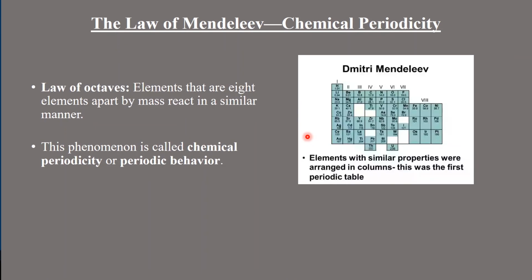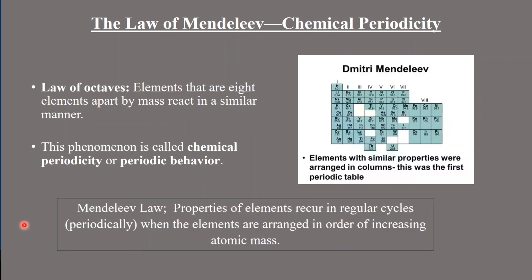Mendeleev observed the same pattern of 8 for other elements in his uniquely arranged list. There seemed to be something magical about the number 8. And when he arranged his cards to stack all elements having similar chemical properties in one column, he got 8 columns. He observed that elements that are 8 elements apart by mass react in a similar manner. This phenomenon is called chemical periodicity or chemical behavior. Sometimes it is called the law of octaves because the chemical periodicity repeats after every 8 elements.